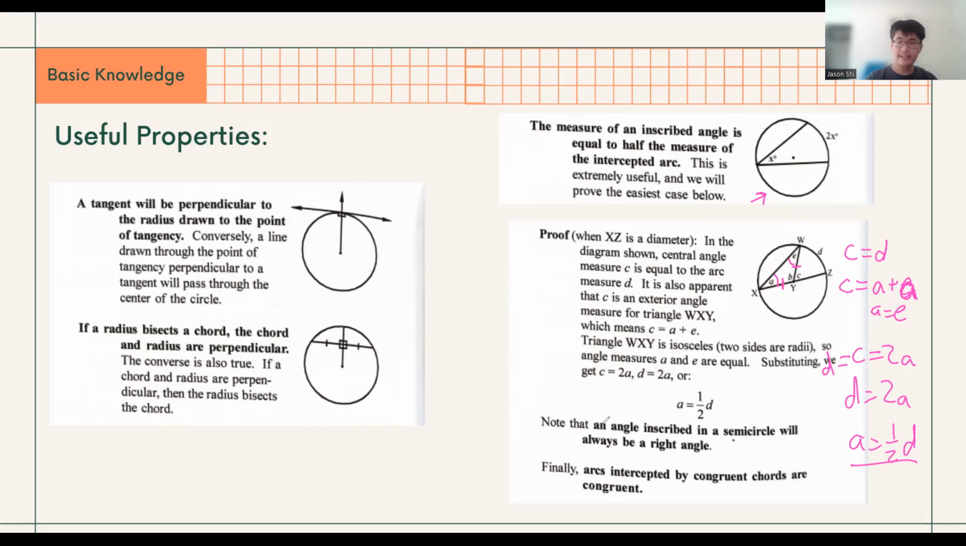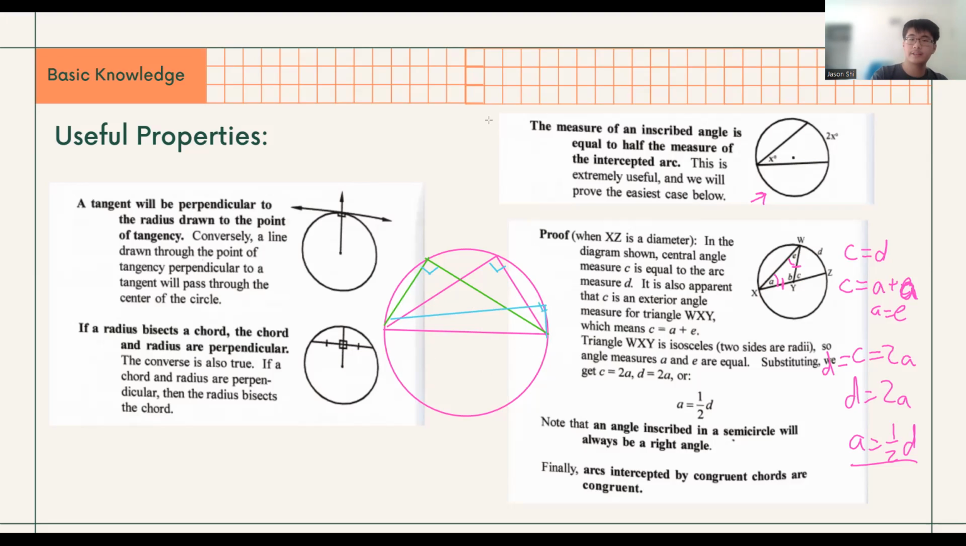So first, any angle in a semicircle will always be a right angle. The semicircle part is a little confusing, so the way I like to think of it is, we have a circle, and then let's draw a diameter. If you have any angle in this diameter, like this angle, or this angle, or even this angle, these three angles that you make are all 90 degrees. So that's what they mean by inscribed in a semicircle.